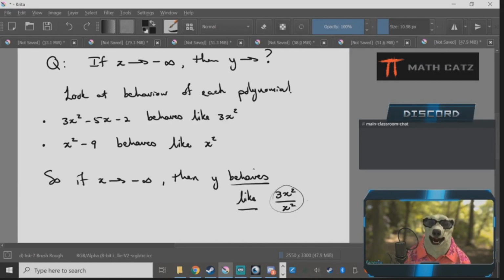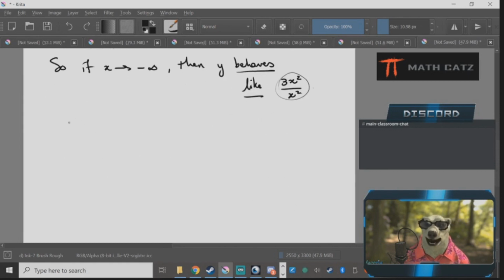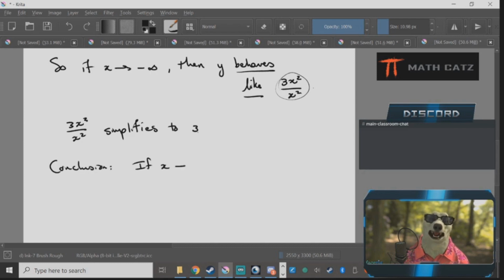Now I can simplify this. 3x squared over x squared simplifies to, well, I have two x's at the top, two x's at the bottom, so 3. So my conclusion: if x approaches negative infinity, then y approaches 3.